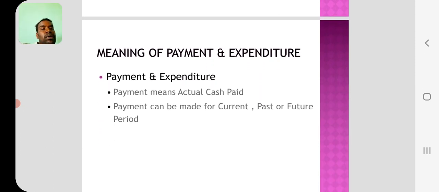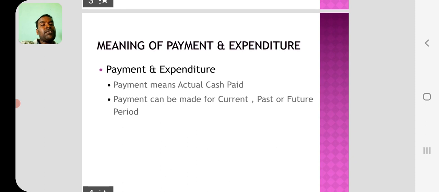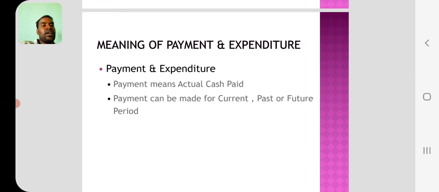Meaning of payment and expenditure. Payment means actual cash paid, means cash is going outside. Payment can be made for the current year, the past year, or the future, upcoming year. Whatever it may be, it is called a payment, meaning cash going outside.